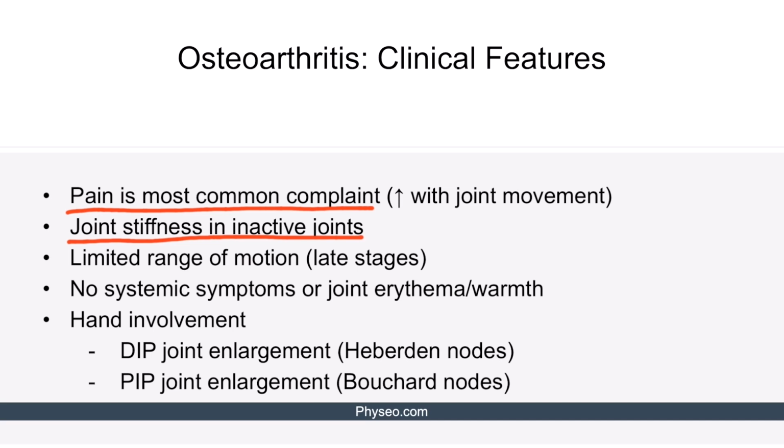Please note that when compared to rheumatoid arthritis, the morning stiffness in osteoarthritis is less than 1 hour and it improves with rest. There is also a limited range of motion seen in late stages due to the bony enlargement of joints. Patients do not present with any systemic symptoms, joint erythema, or warmth. However, there can be joint swelling indicating inflammation. When it comes to the hand involvement, there are 2 types of nodes. The distal interphalangeal joint enlargement called Heberden nodes, and the proximal interphalangeal joint enlargement called the Bouchard nodes.